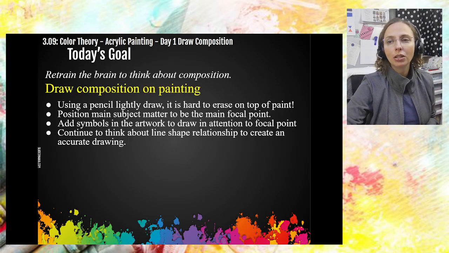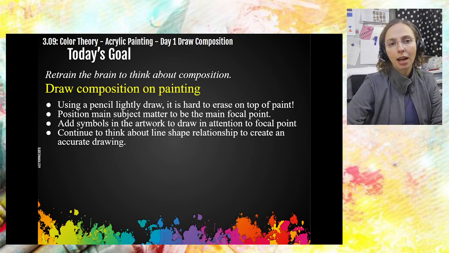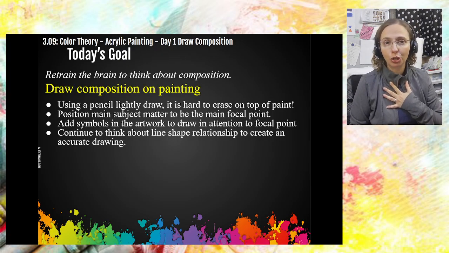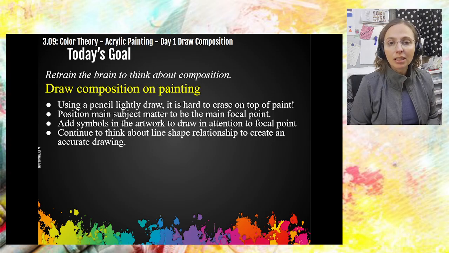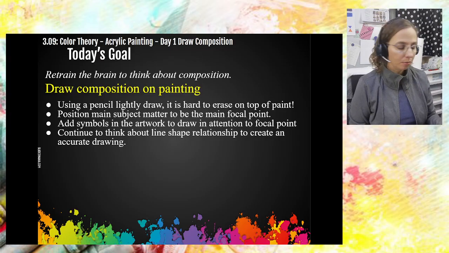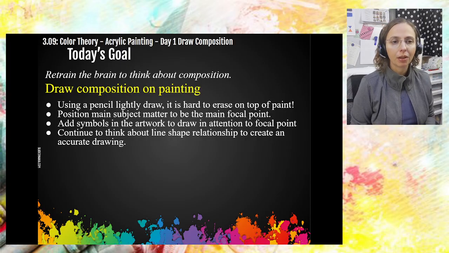Some things we want to remember about drawing, going back to one of our previous units, is that idea of line shape relationships. So we're going to use our pencils. We're going to draw very lightly. Now I'm going to draw pretty dark so that you can see this on the camera. However, I want you to draw very lightly. It is going to be really difficult to erase on top of our painting and get a really nice clean erased mark. So just draw lightly, so if you need to erase, you can.